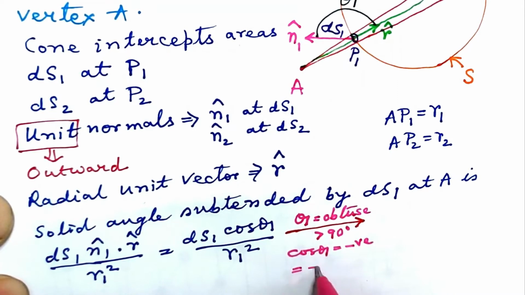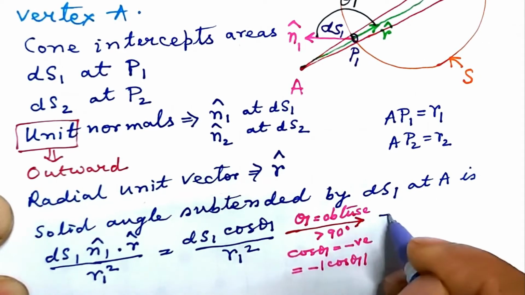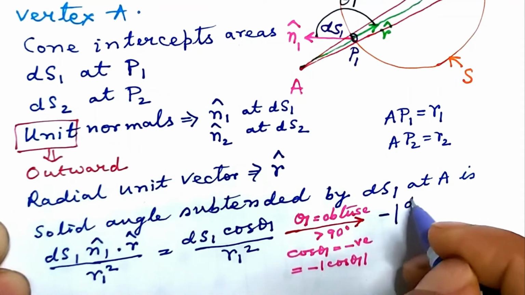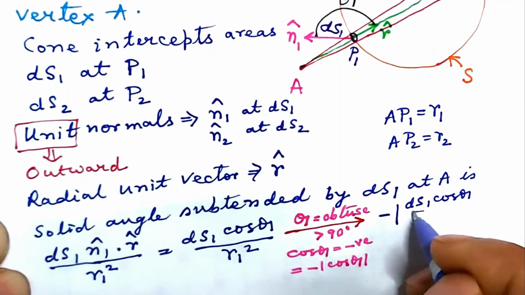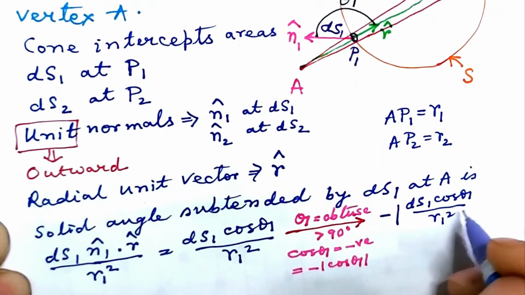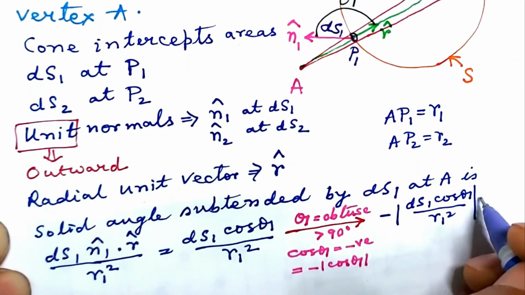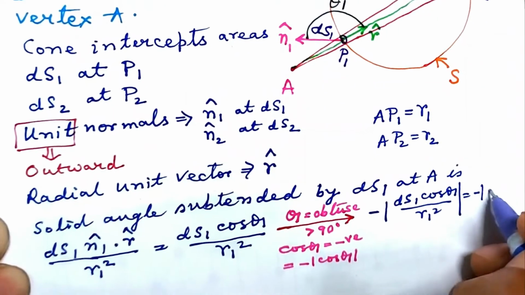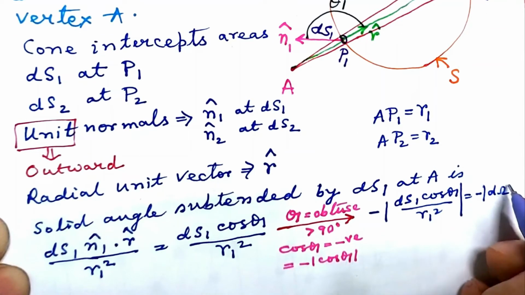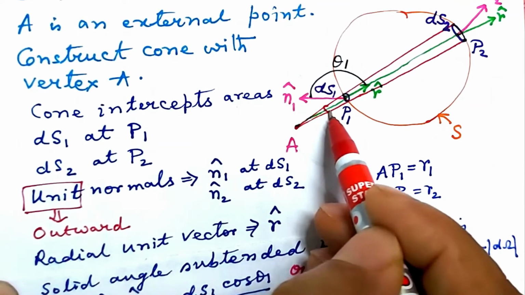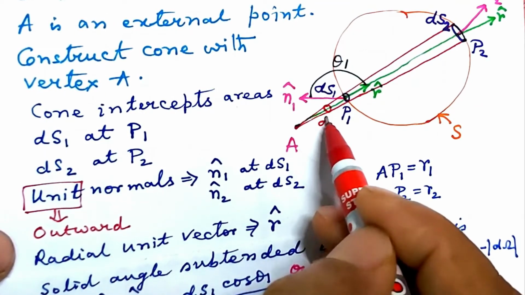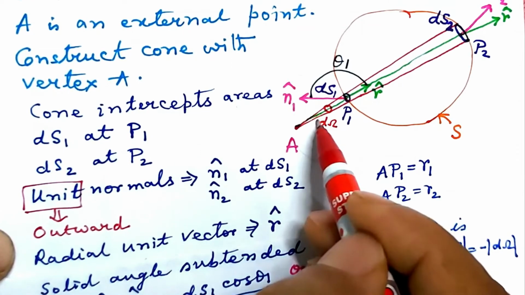Let us write it as minus of mod of cos theta 1. With this we get minus mod ds1 cos theta 1 divided by r1 square. Let us write it as minus mod d omega. So ds1 of the entering cone subtends a negative solid angle. This is the solid angle, the magnitude of which is mod d omega.